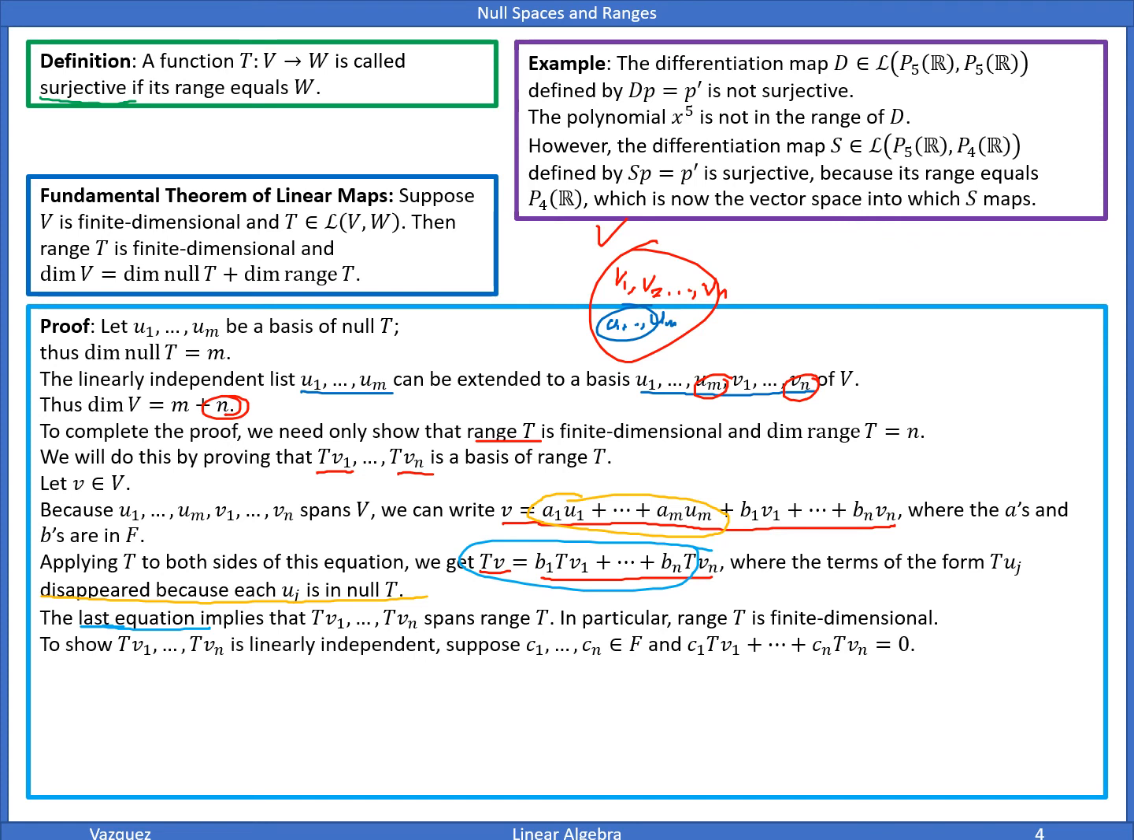So to show that the list T of v1 all the way to T of vn is linearly independent, suppose these scalars c1 to cn are in F, and that this linear combination is equal to 0. Remember, how do we show something's linearly independent? We show that the scalars must equal 0 for that linear combination to be equal to 0. Well then, T times the linear combination is equal to 0, right? We're just moving things around, in a way factoring out that T, even though it's not a scalar or anything.